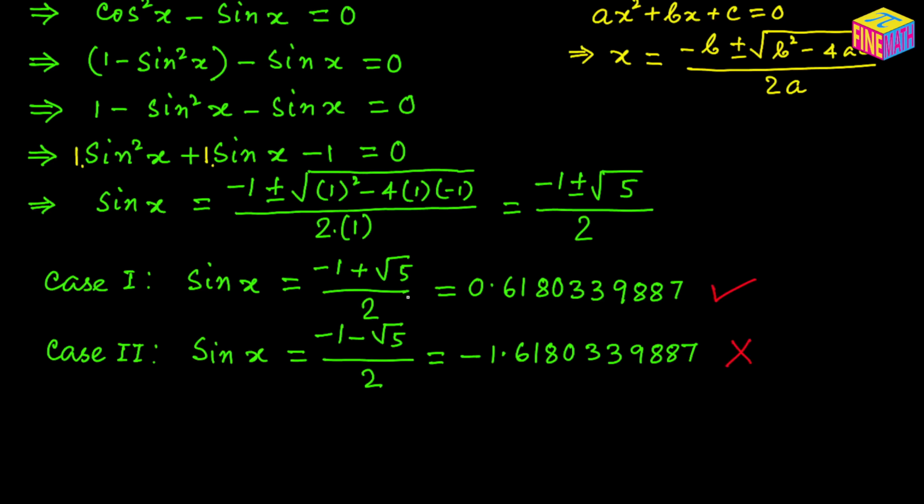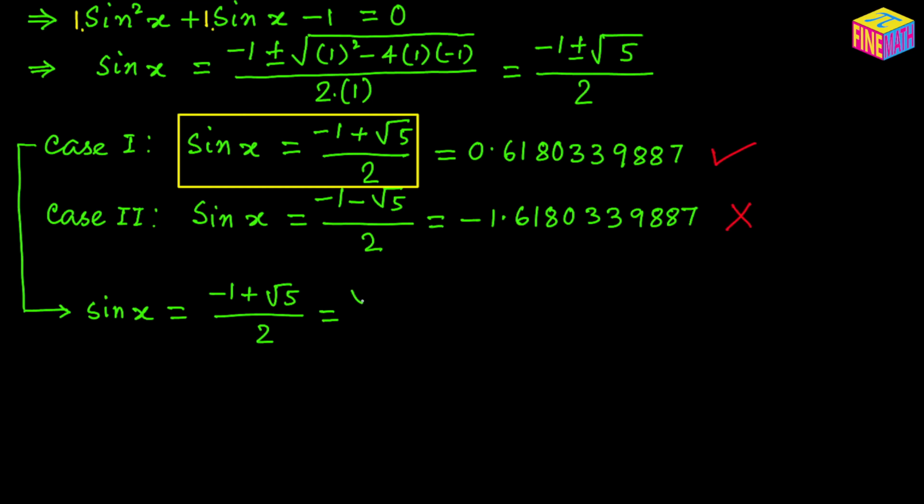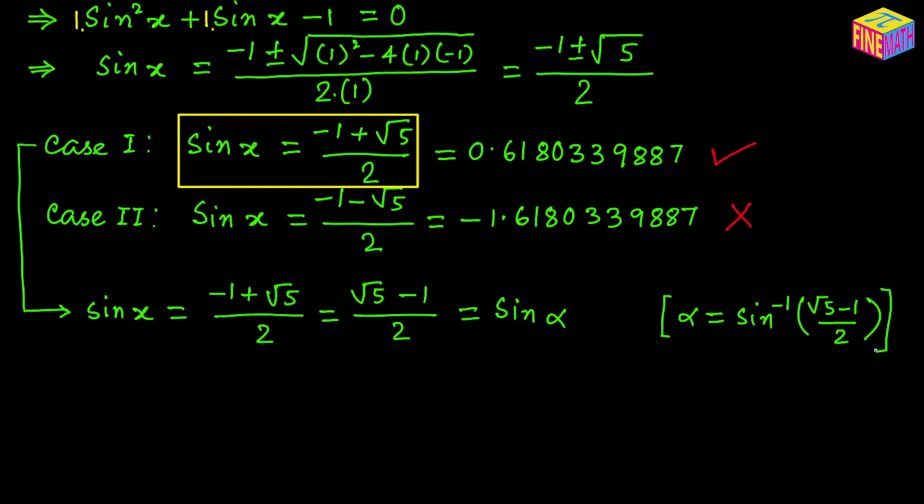So we have found only one solution, which is sine of x equals negative 1 plus square root of 5 over 2, which is case 1, right? So let's write down that solution again. We can also write it as square root of 5 minus 1 over 2. And let's assume that this is sine of alpha, where of course sine of alpha equals this, or we can say alpha equals sine inverse, or arc sine, whichever one you are used to, of square root of 5 minus 1 over 2. That is alpha, right?